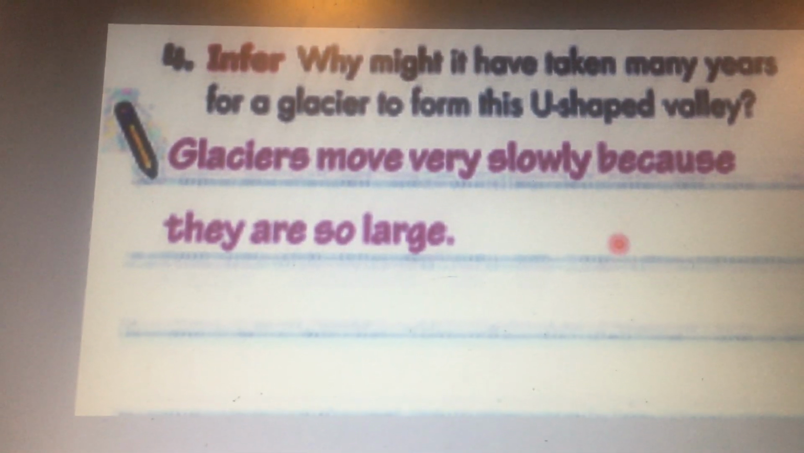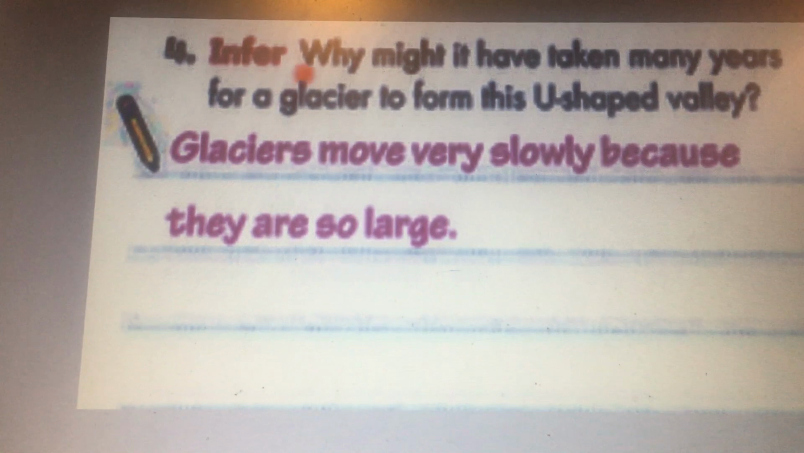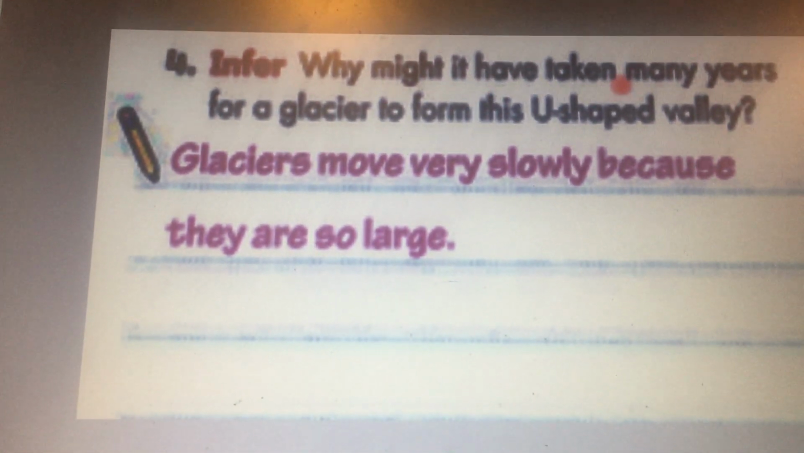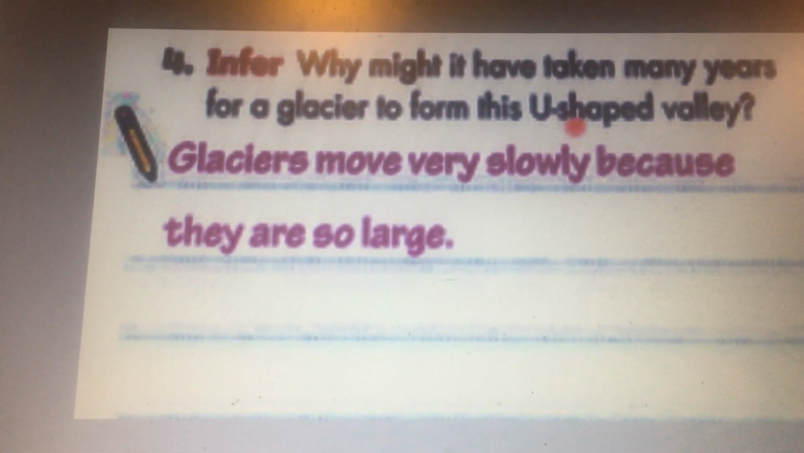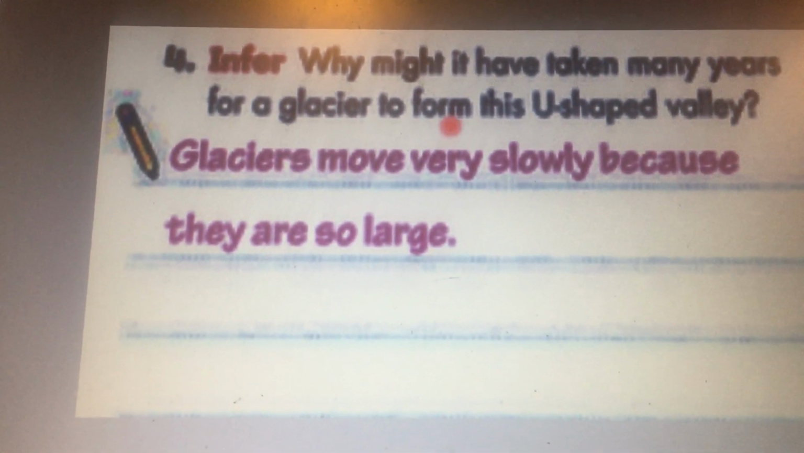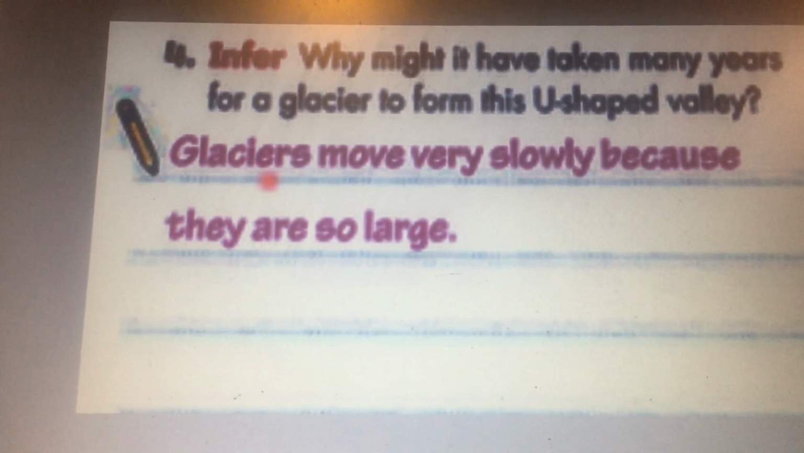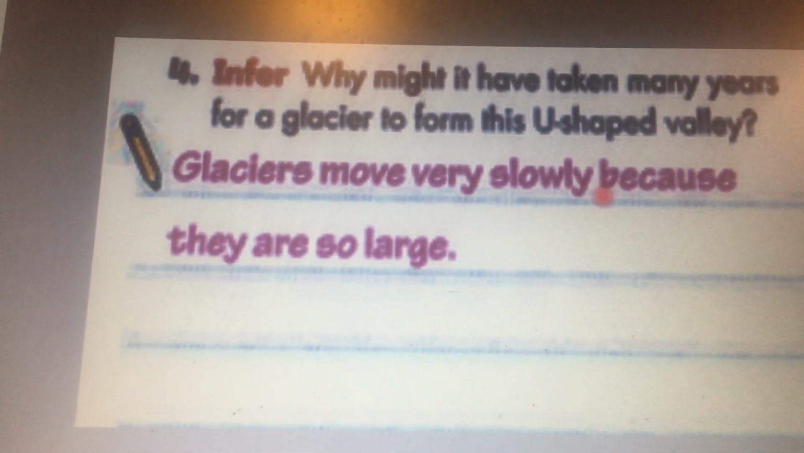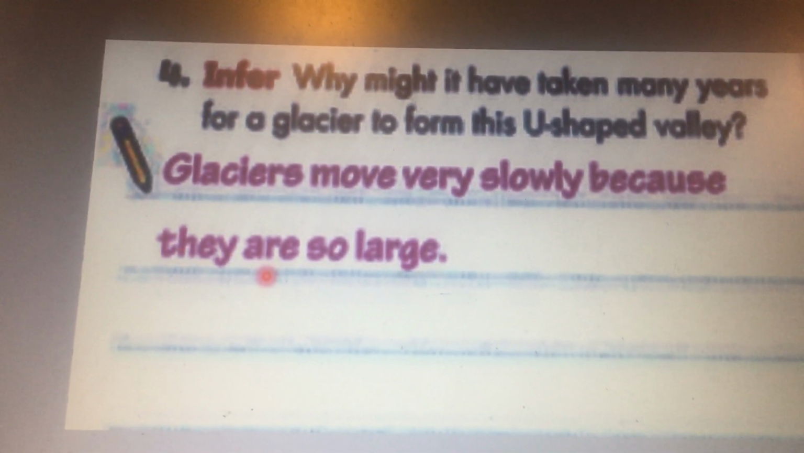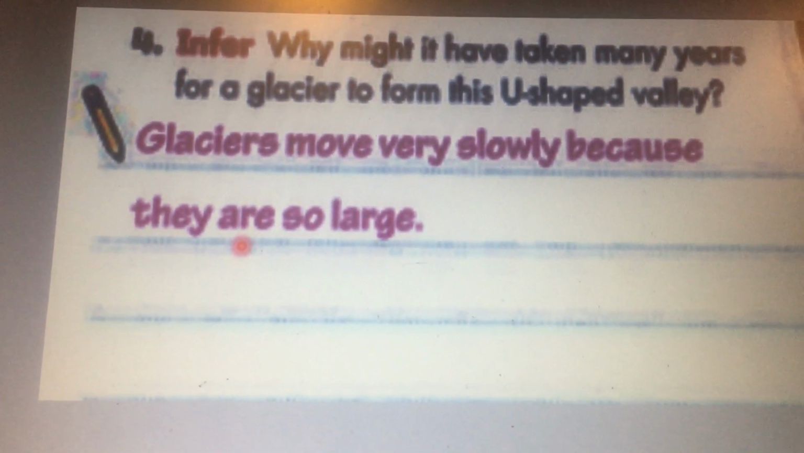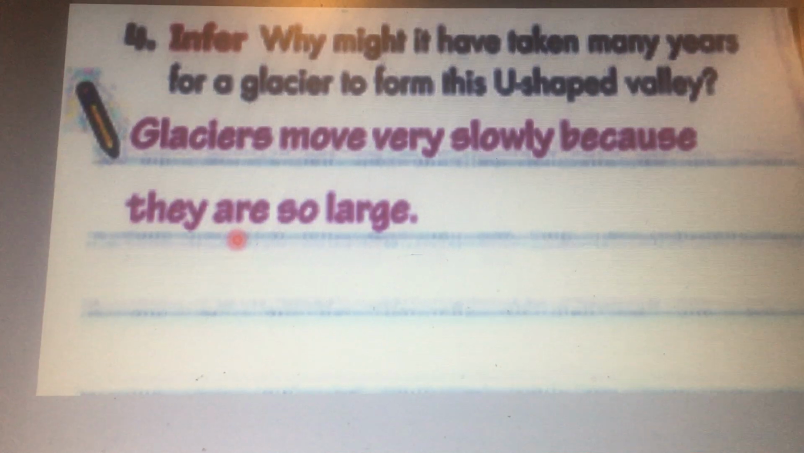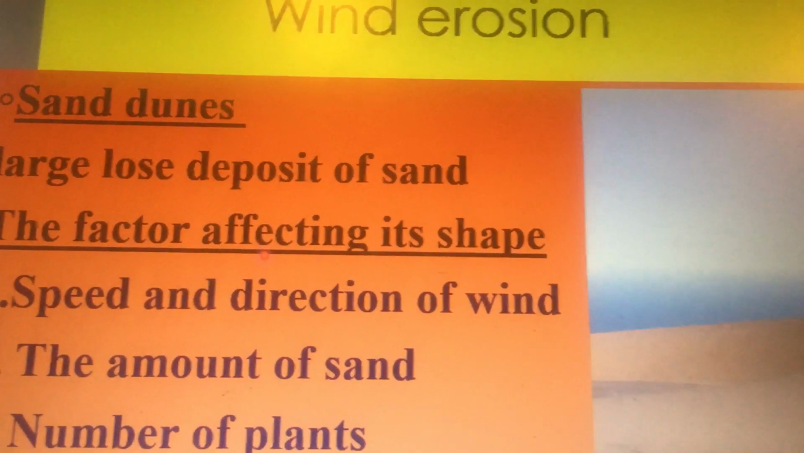Question number 4. Infer why it might have taken many years for a glacier to form this U-shaped valley. Because glaciers move very slowly because they are so large. So the glaciers move very slowly because they are so large.